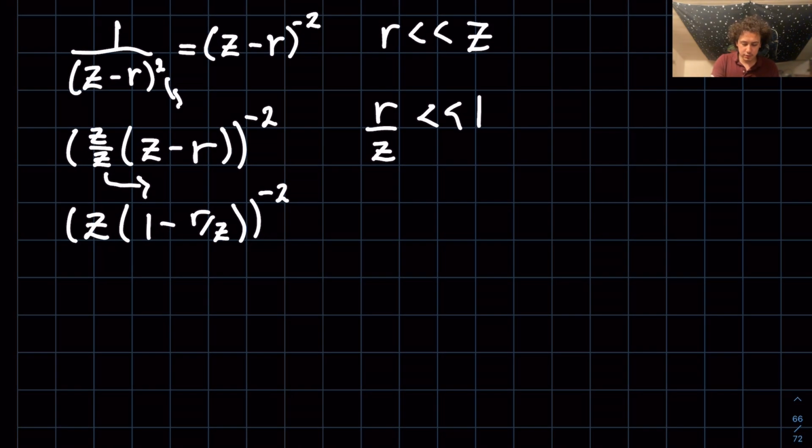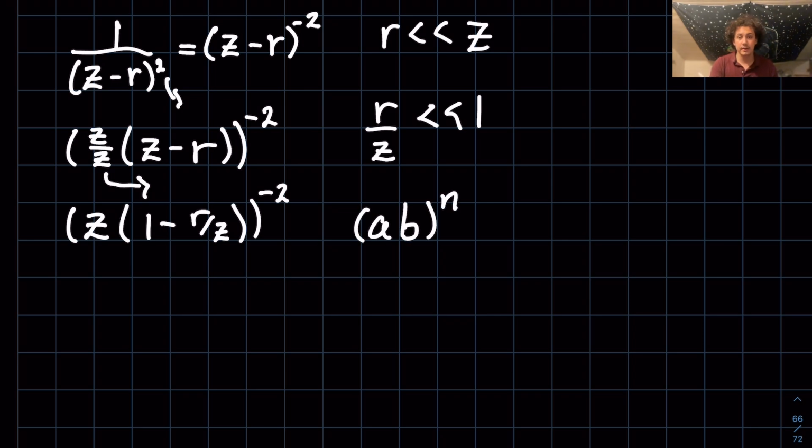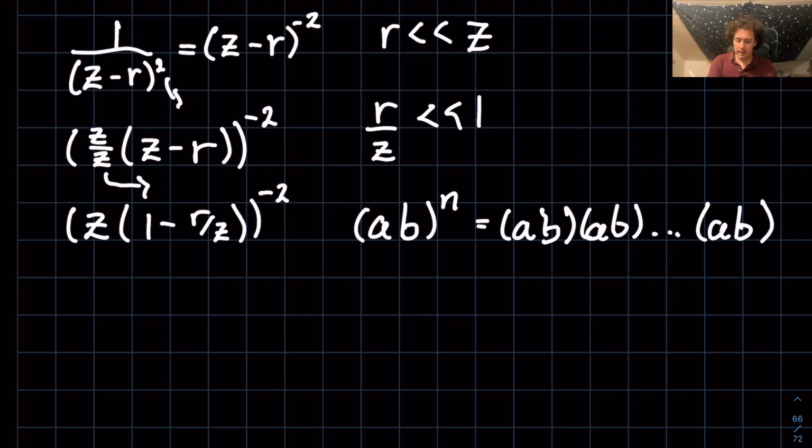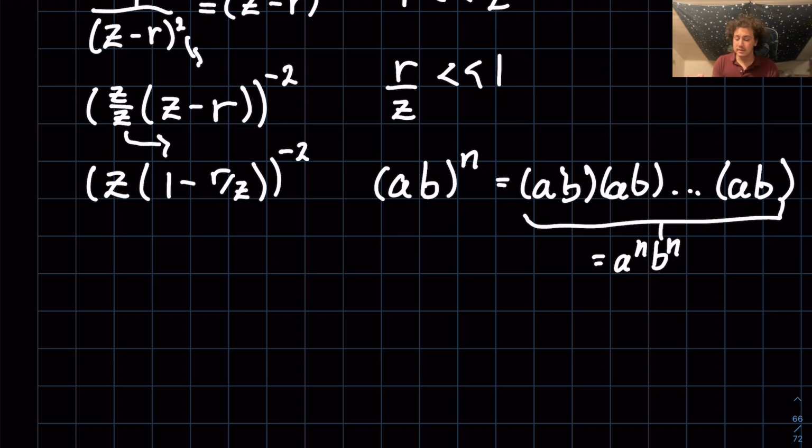Now, if we have two things, a times b, and they're raised to the power n, right? That's just ab times ab n times, right? And so you can just say that this is equal to a to the n, b to the n. This will extend to our concept of negative exponents, and so we can say that this is going to be z to the minus 2 times 1 minus r over z to the minus 2.